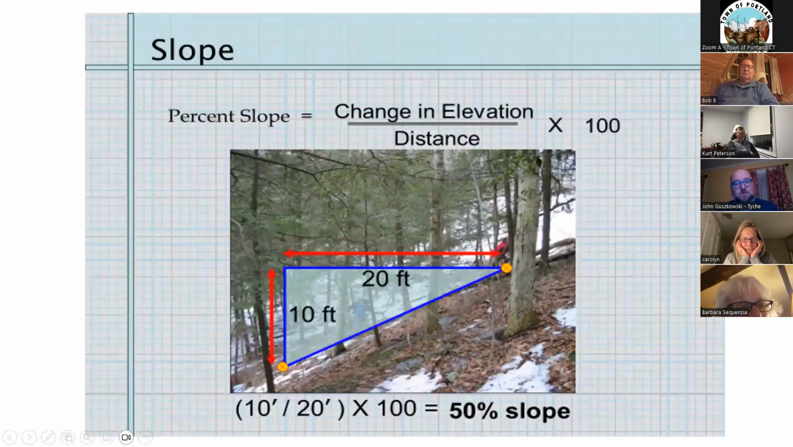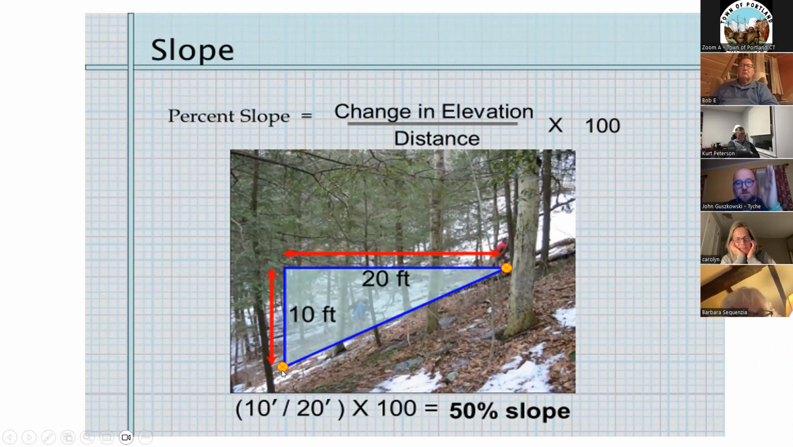So for instance, what we're looking at here is we have a slope. The low point here, let's call that elevation 20. And the upper part here where the guy in red is at elevation 30. So we have a vertical difference of 10 feet. And the horizontal distance from one contour line to the other is 20 feet. So we're picking up 10 feet of elevation over 20 feet of distance. 10 over 20 times 100, 50% slope.